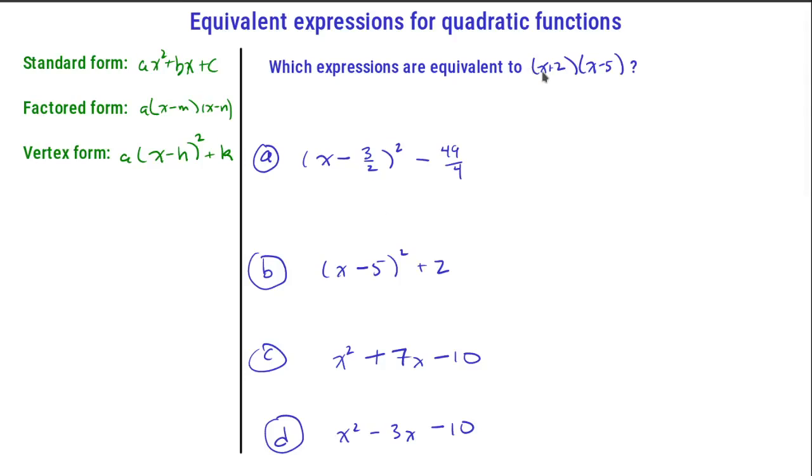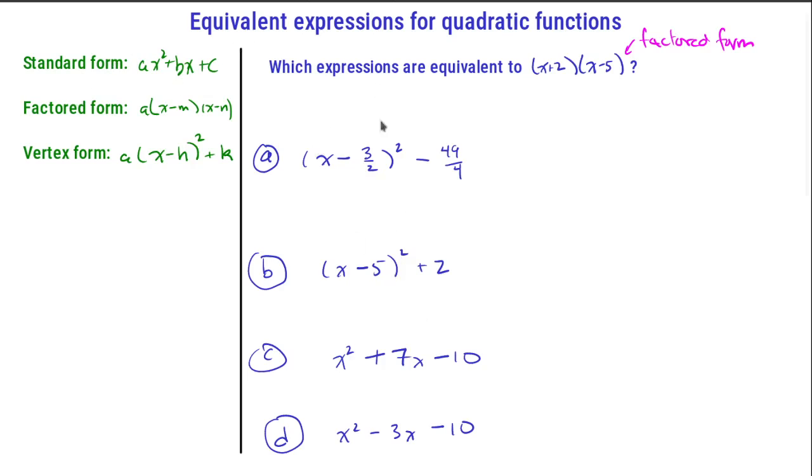Which expressions are equivalent to (x + 2)(x - 5)? All right, so we've got four options here. This thing is in factored form. Remember, factored form looks like this: a(x - m)(x - n). M and n would be the x-intercepts, or the solutions if you set this equal to 0.